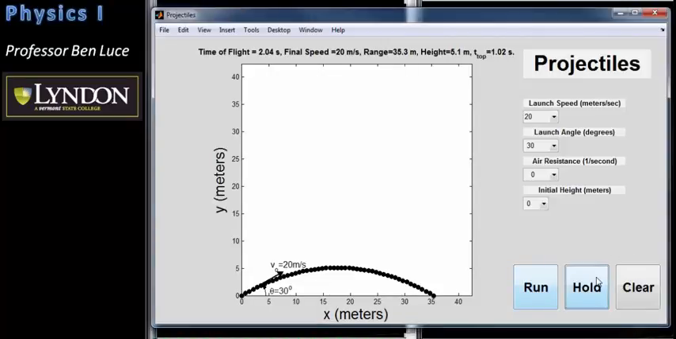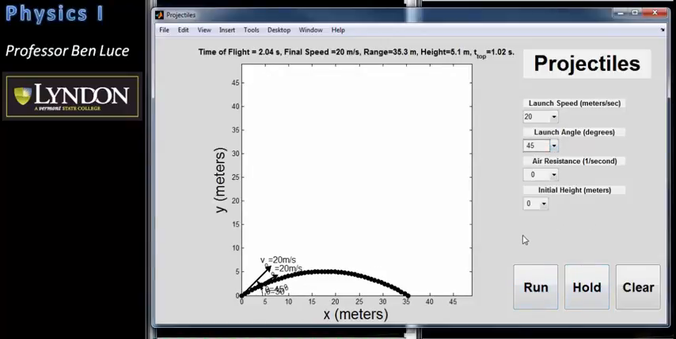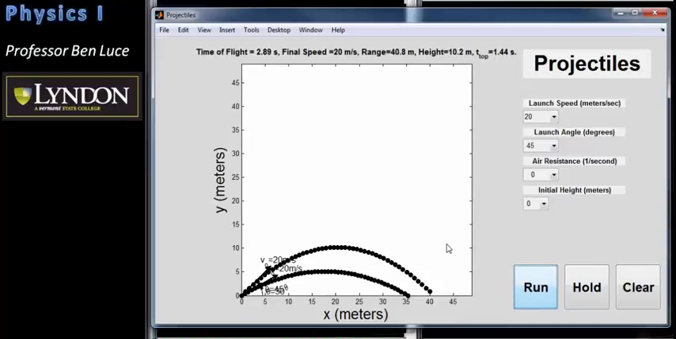Let's now hold that trajectory and launch another projectile at a steeper angle, but keep the same launch speed. So we're still going to launch at 20 meters per second, but now we'll launch at 45 degrees. Okay, we can see that in this case, the projectile achieved a significantly higher height, but just a little bit more range.